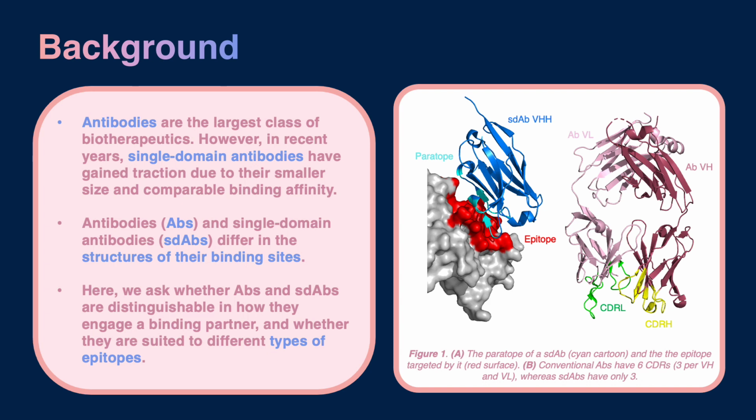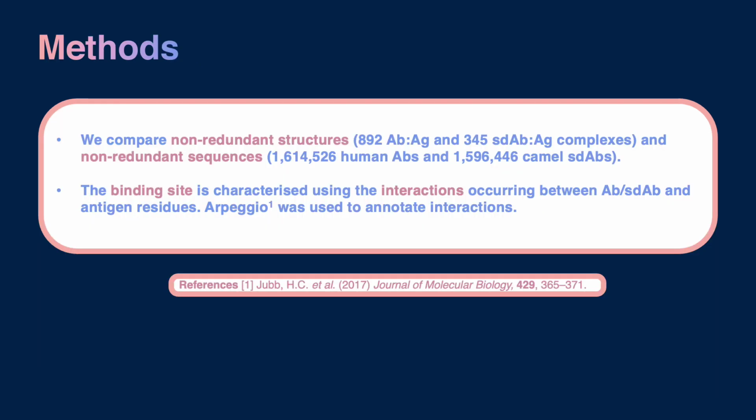So here we ask whether antibodies and single-domain antibodies differ in how they interact with the antigens that they bind to, and whether, given their structural differences, they're suited to different types of epitopes. To compare our two antibody formats, we use publicly available sequences and structural data, and we define the paratopes and epitopes of our structures using the interactions occurring between residues, using the software Arpeggio for this annotation.